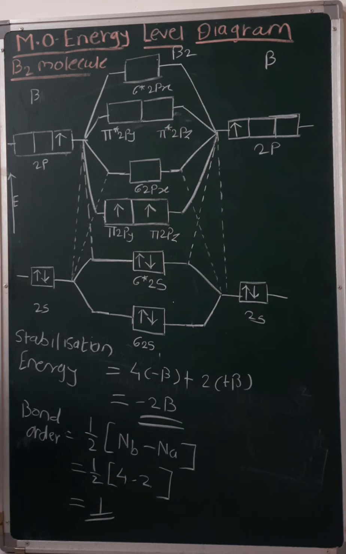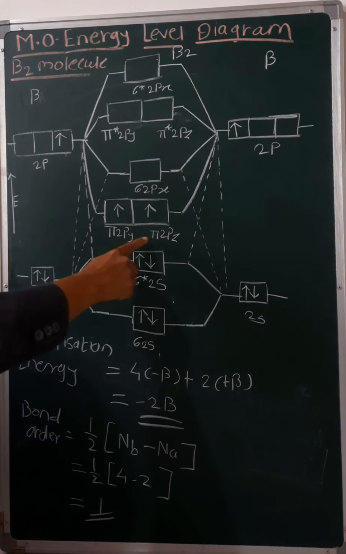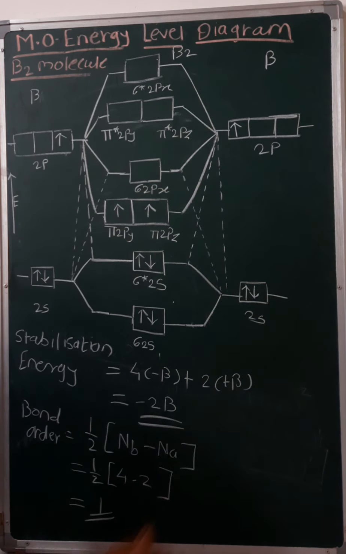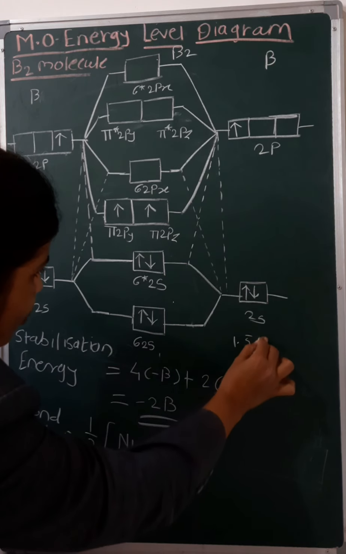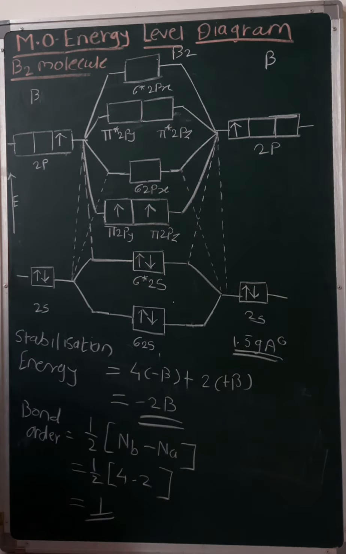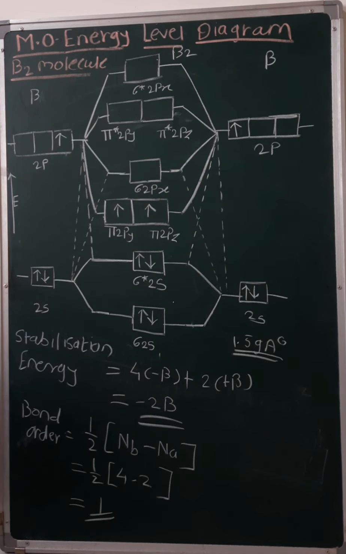The boron molecule is paramagnetic in nature because in the pi 2py and pi 2pz orbitals there is only one electron each. Therefore, this is a paramagnetic molecule. The bond length of the boron molecule is 1.59 angstrom.